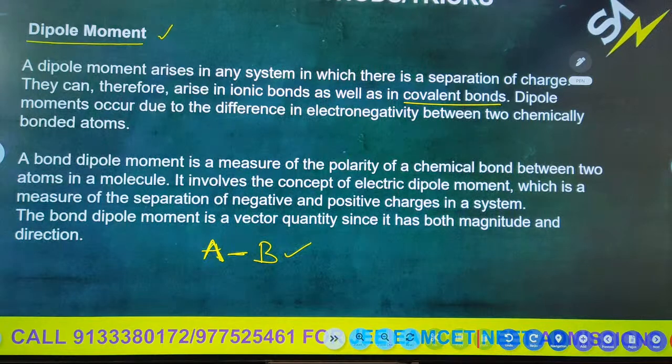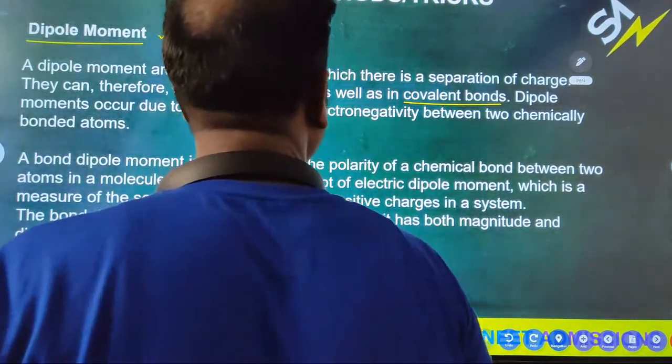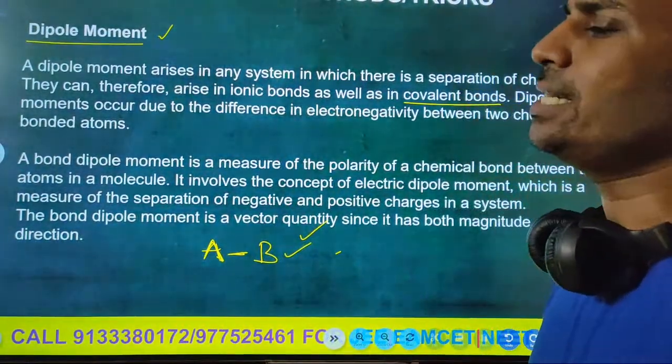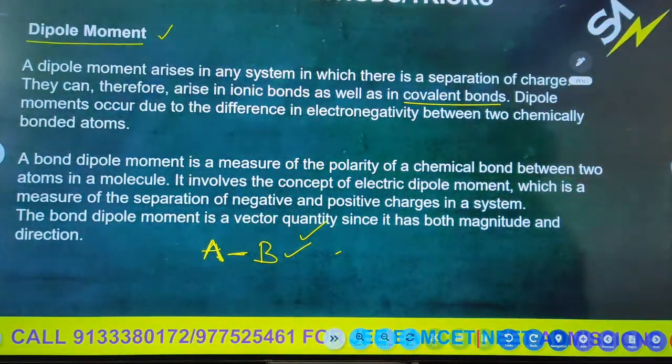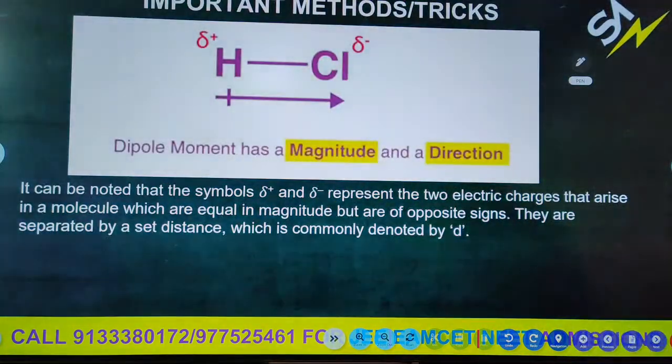It involves the concept of electric dipole moment, which is a measure of the separation of negative and positive charges in the system. The bond dipole moment is a vector quantity. It has both magnitude and direction. So these are the parameters of the dipole moment. Clear? Now we see the example.